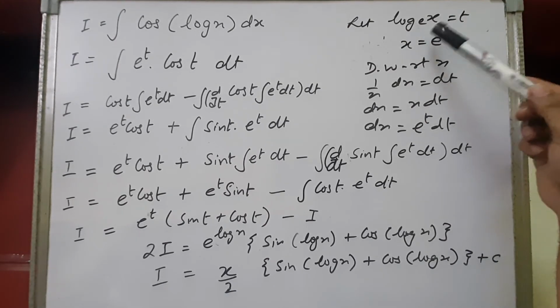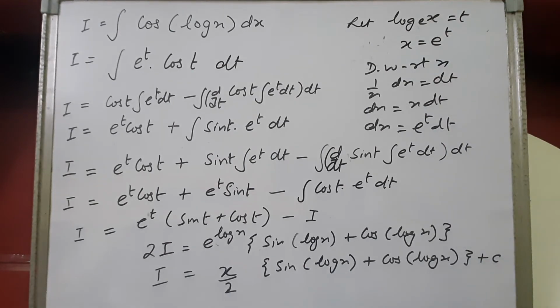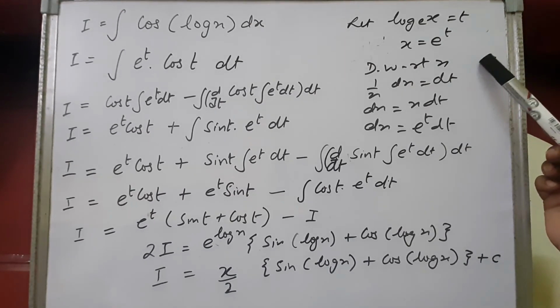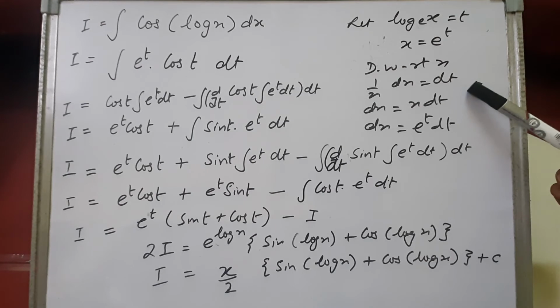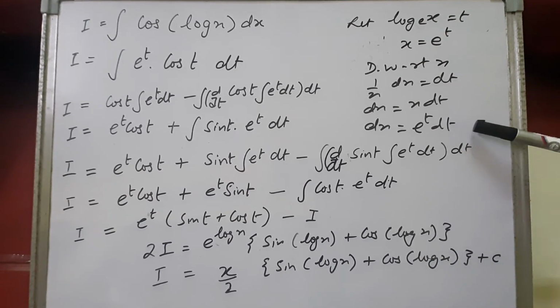If log x base e equals t, that means the value of x can be written as e to the power t. We have converted the logarithmic to an exponential function. On differentiating with respect to x on both sides, we get 1 upon x dx equals dt. So the value of dx will be x dt. Substituting the value of x that we have calculated, it will be dx equals e to the power t dt. Okay children, now we got the value of dx in terms of t.